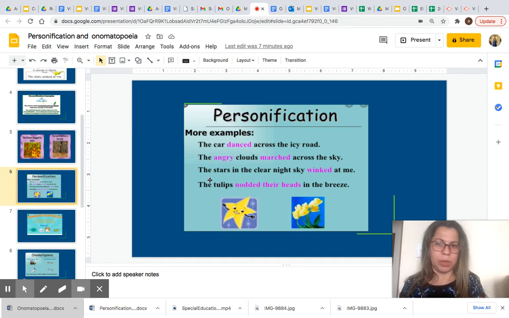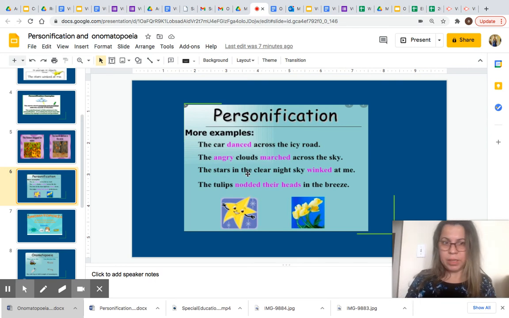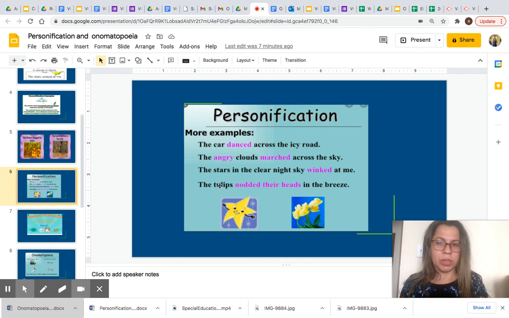In the next example, the stars in the clear night sky winked at me. We saw this example at the beginning. And the last one, the tulips nodded their heads in the breeze. So in this example, the author is giving a human quality to the tulips by saying that they nodded their heads. And we know that tulips don't have heads, and they could not nod either.